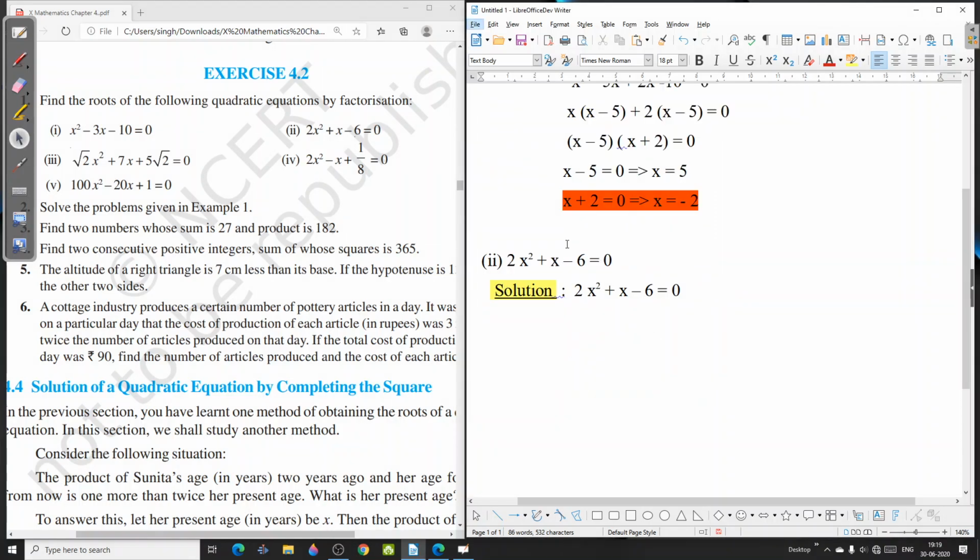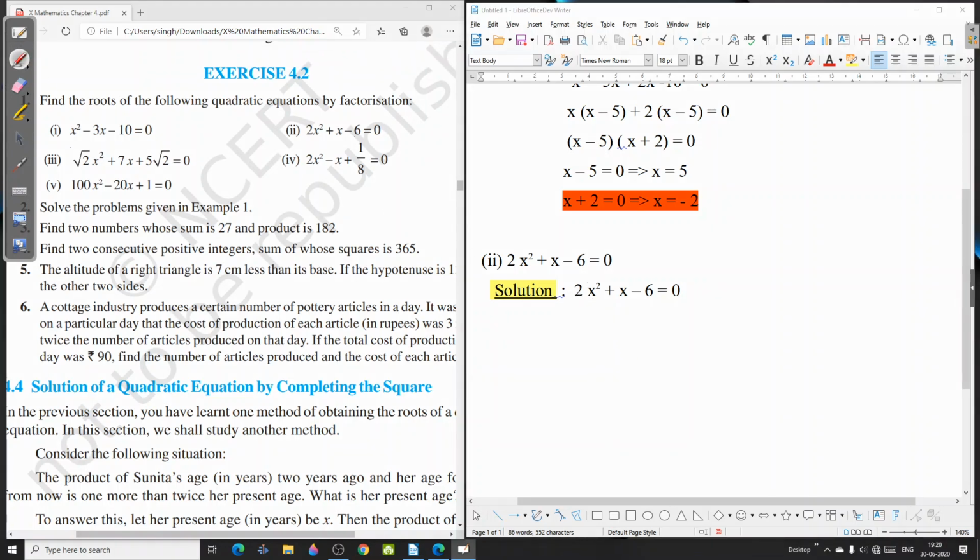Here you can see that this quadratic equation is already in standard form. So 2x square plus x minus 6 equal to 0. And also I told you what rough work you have to carry out. So here what we will do is multiply a and c.